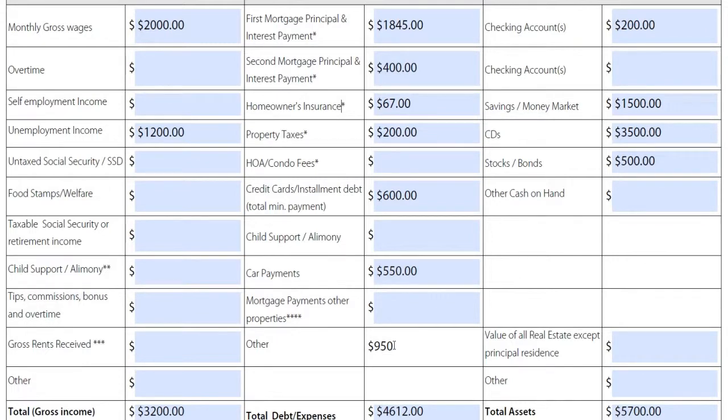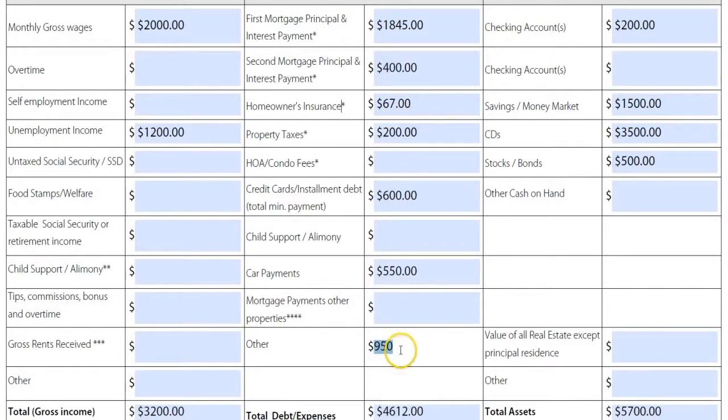A lot of times people will say, well, why isn't there a place for all of my other expenses, like my utilities, my cable, my phone bill, all those other good things, the payments that I make out to the gym.